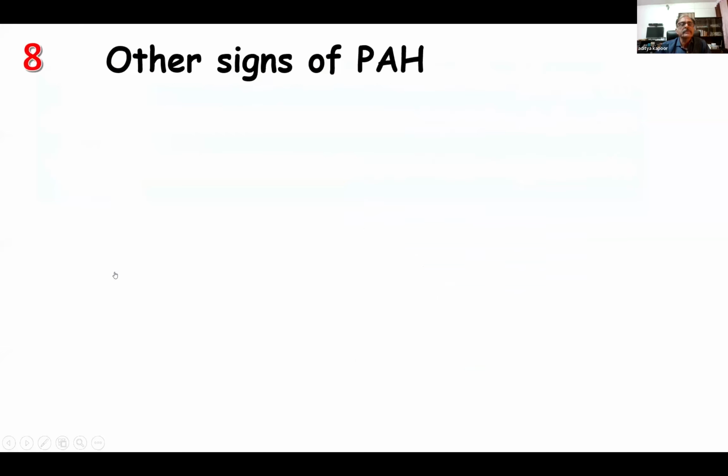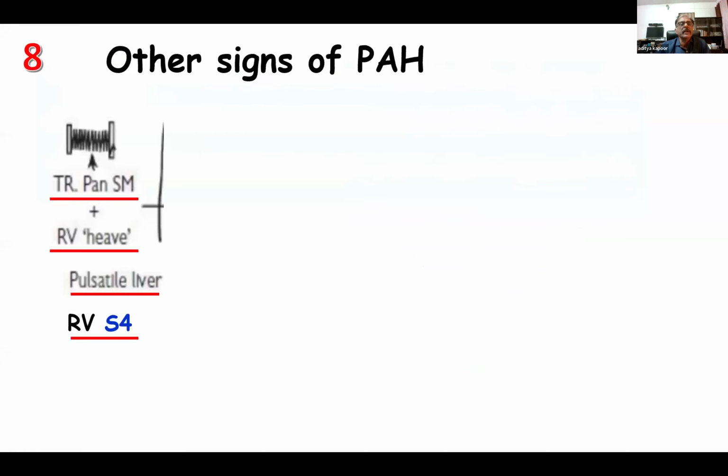Other signs of pulmonary artery hypertension: look for the pansystolic murmur of TR. I mentioned already RV heave, pulsatile liver, and a right ventricular S4.